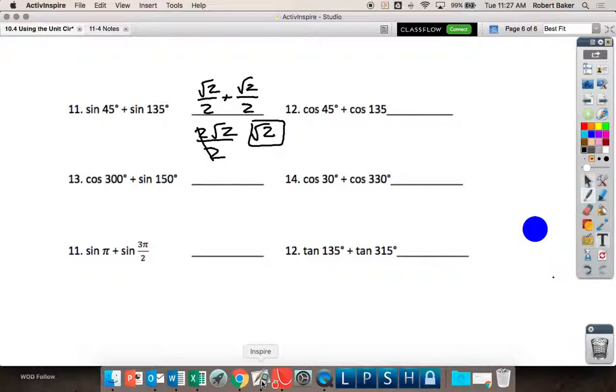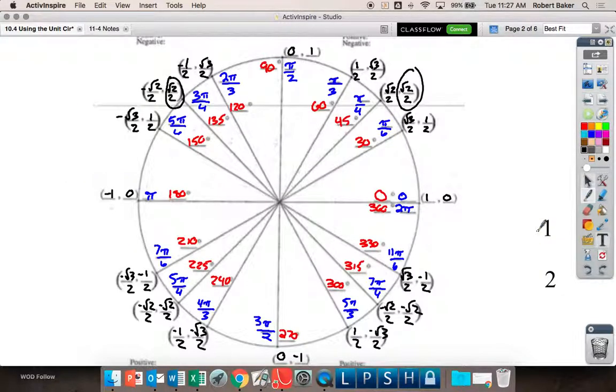Okay. So, number 13. The cosine of 300 plus the sine of 150. So be careful there. The cosine of 300 is 1/2, plus the sine of 150 is 1/2. Okay, let's try, and it's going to be tough.